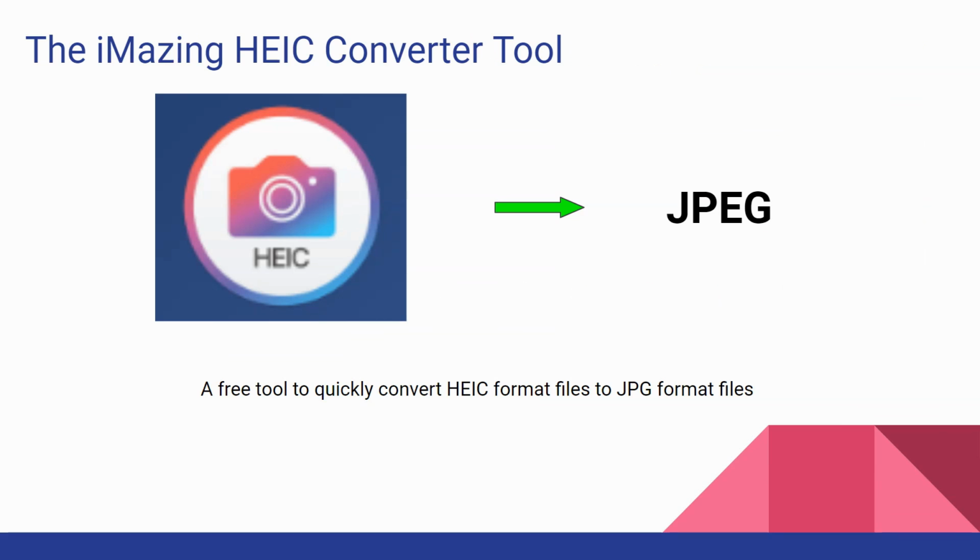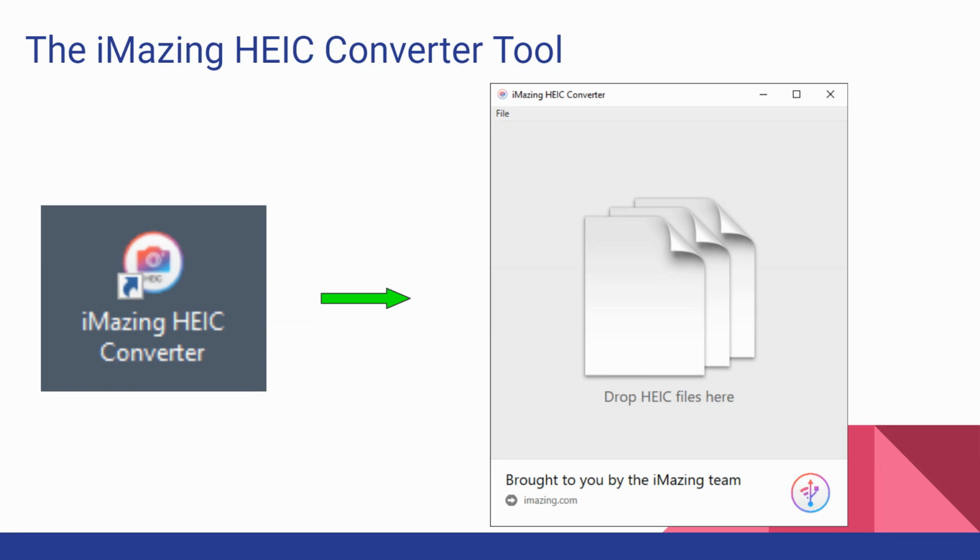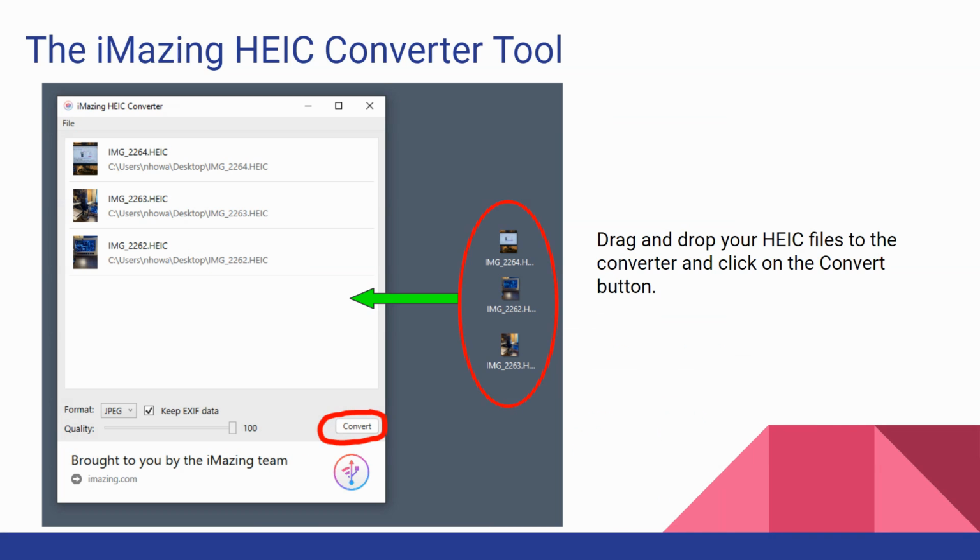I mentioned a tool to convert high efficiency HEIC format to JPEG. The tool is free online. To get this tool, search for iMazing HEIC Converter download or go to the link shown. Download the Windows version of this tool for your PC. Double-click on the downloaded file to install it on your PC. You will get a shortcut icon for the program after you've installed it. Click on this shortcut to run the converter tool.